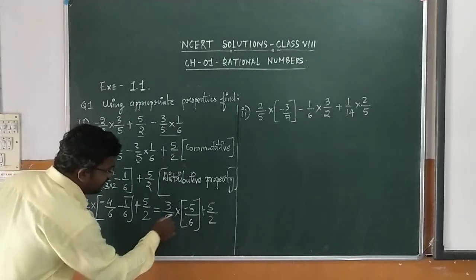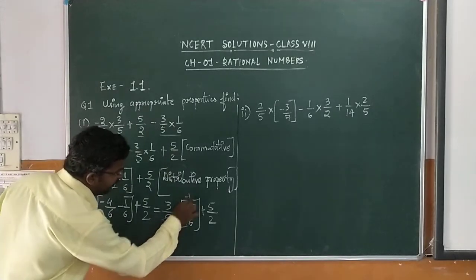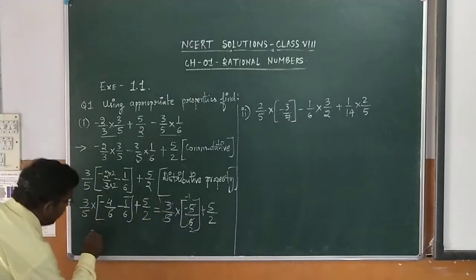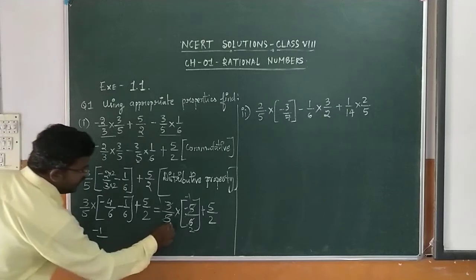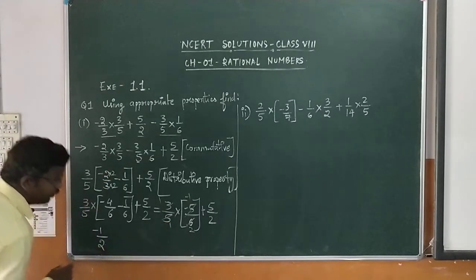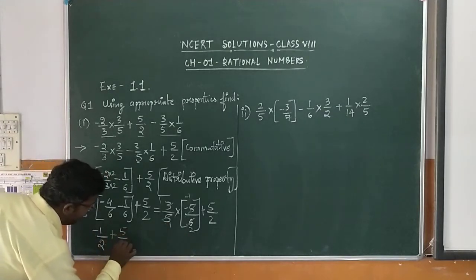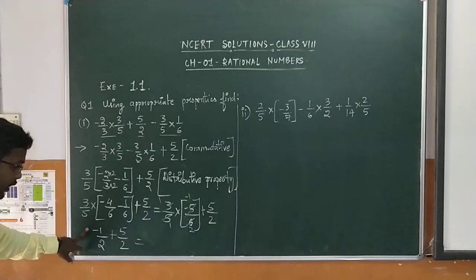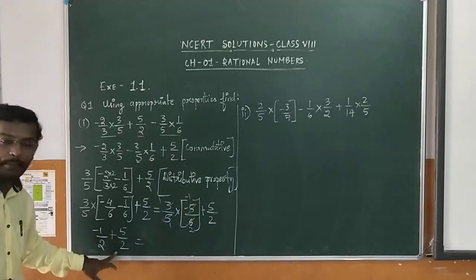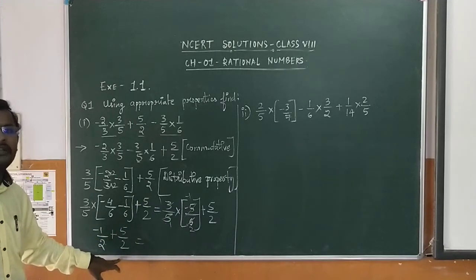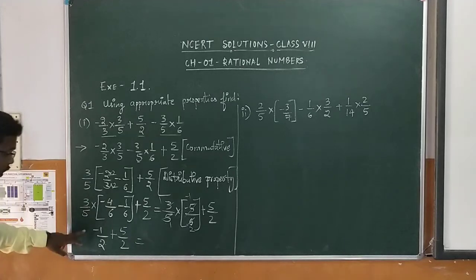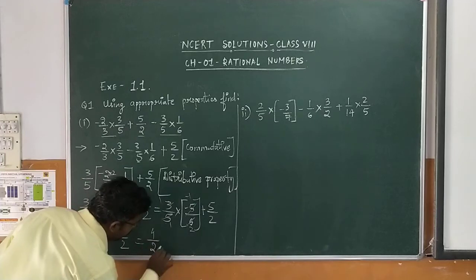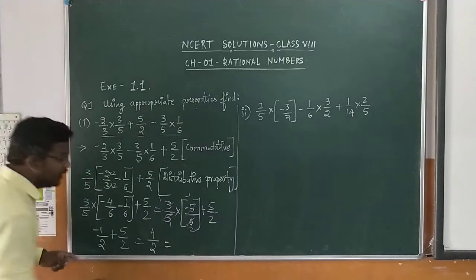Now here you can cancel. 5 ones are 5, minus 1, and 3 twos are 6, so you get 1 into minus 1, which is minus 1, and 1 into 2 is 2, plus 5 by 2. So minus 1 by 2 plus 5 by 2. The denominators are the same, so directly we can go for addition. What is minus 1 plus 5? It will be 4 divided by 2. And 4 divided by 2, what is the answer? It will be 2.